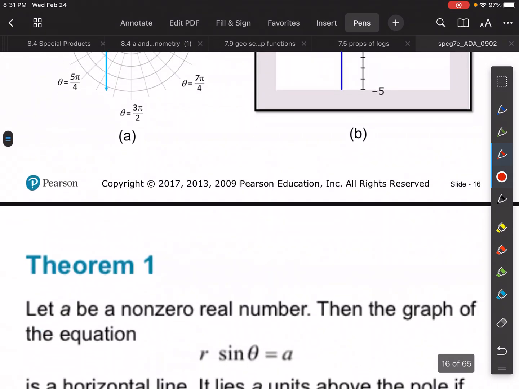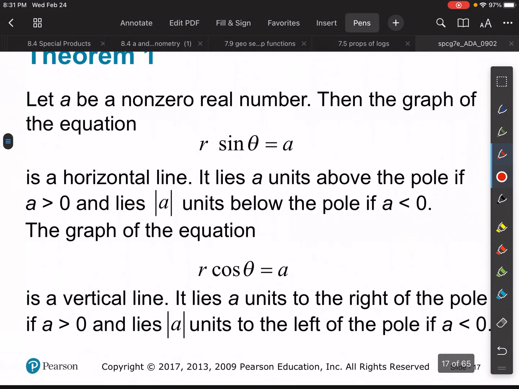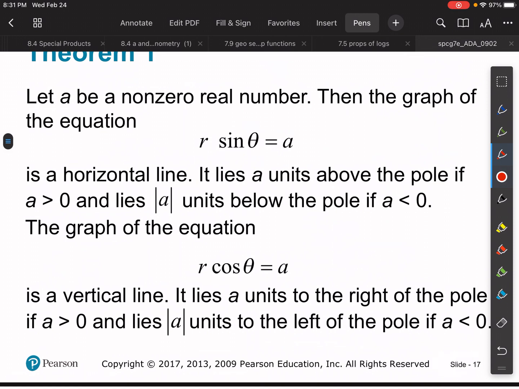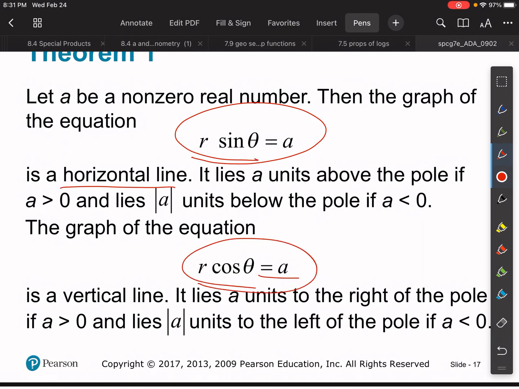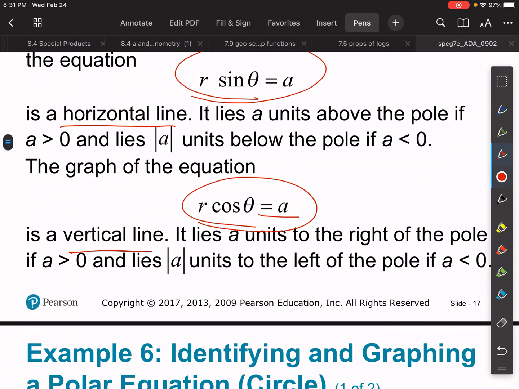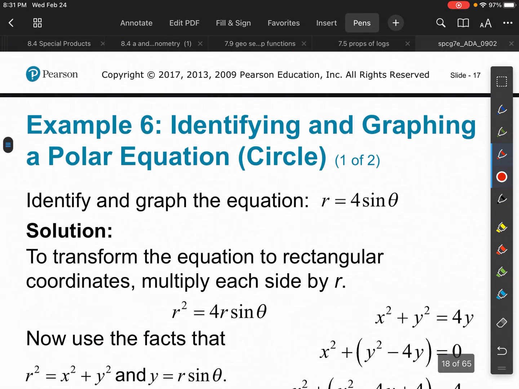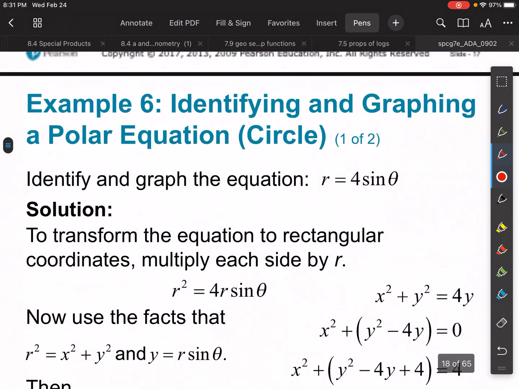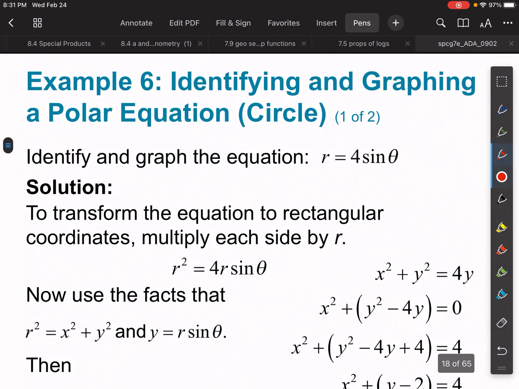So let's keep cruising here. Theorem 1, which I think I gave you in your notes, says that if we have r sine of theta equal to some value, we know that that's a horizontal line, and if we have r cosine of theta equal to some value, we know that that is a vertical line. Okay, so that's the big takeaway from that theorem. We have a couple more examples here, and then I'm going to stop this video, and we'll pick up the second half of the lesson next time.